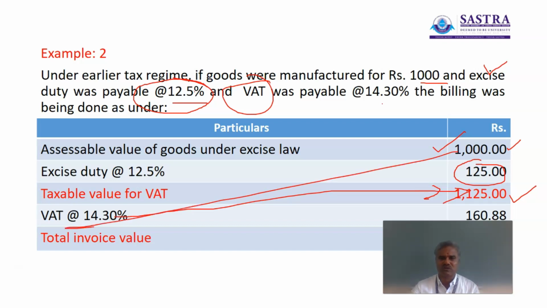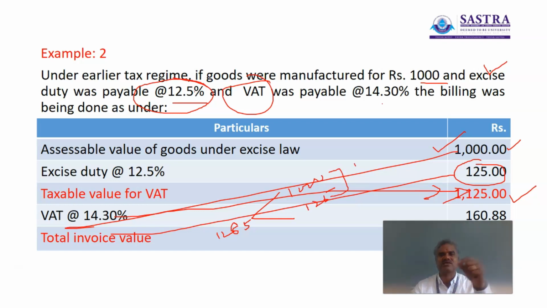So both. VAT is on goods, VAT is on tax. So here we have to pay 1,285 rupees. This is for how much? 1,000 and 125. That's why this is called cascading, tax on tax.